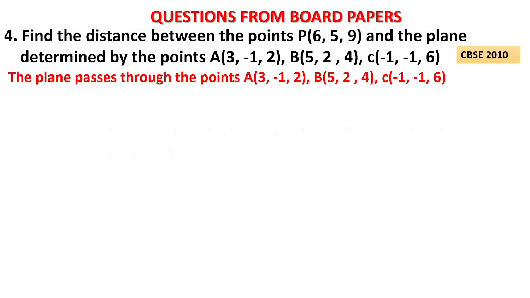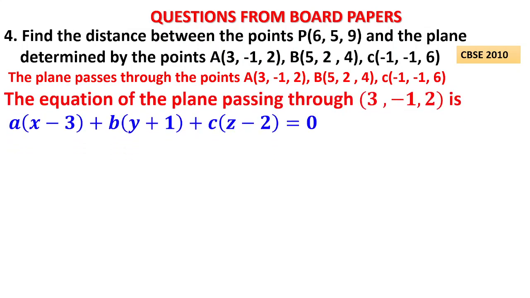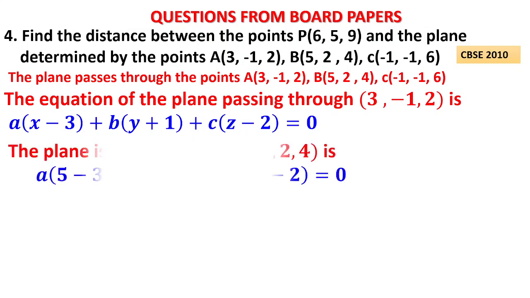Okay, let us continue. Now this plane is passing through the first point. Take it and form the equation: a into (x minus 3) plus b into (y plus 1) plus c into (z minus 2) is equal to 0. Recollect, the equation of the plane passing through (x1, y1, z1) is a into (x minus x1) plus b into (y minus y1) plus c into (z minus z1) is equal to 0.